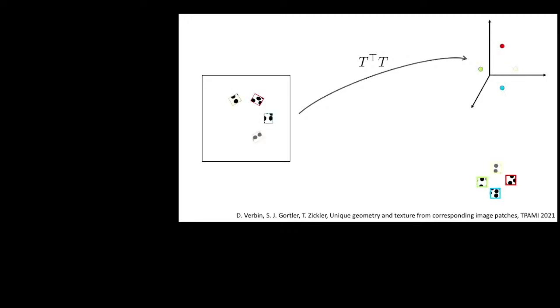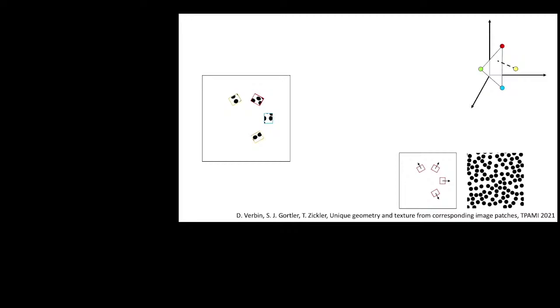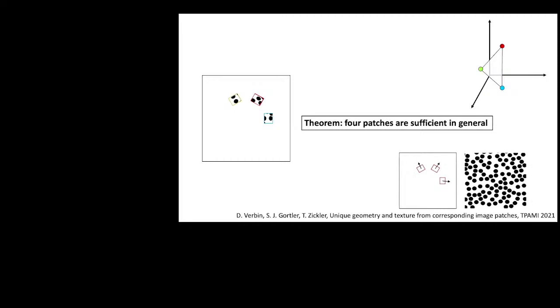Each foreshortened image patch is obtained by taking a flat patch and applying to it a 2x2 warp matrix. This matrix, when multiplied by itself transposed, is symmetric, so each warp maps to a point in 3D space. We show that in general, the decomposition is unique if the points in this 3D space are not coplanar. This means that 4 patches are sufficient for uniqueness in general, but given 3 or fewer patches, the decomposition is often ambiguous. Although 4 patches are usually sufficient, we use our theory to design a new ambiguous image.